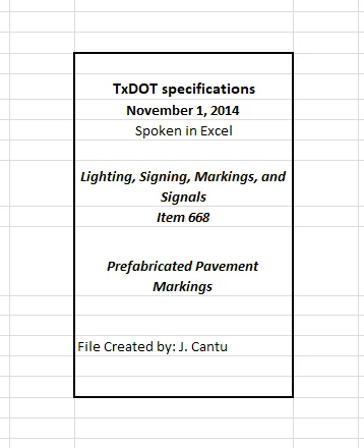5. Payment. The work performed and materials furnished in accordance with this item and measured as provided under Measurement will be paid for at the unit price bid for prefabricated pavement markings of the type and color specified and the shape, width, and size specified as applicable.